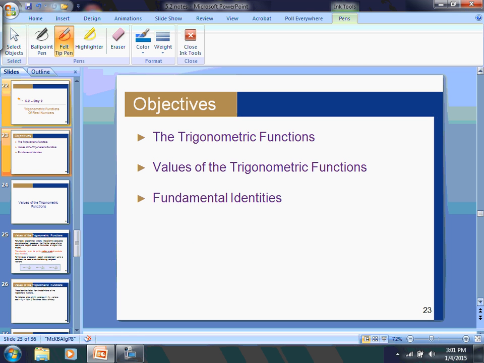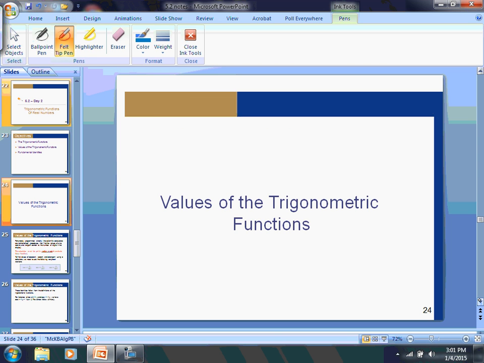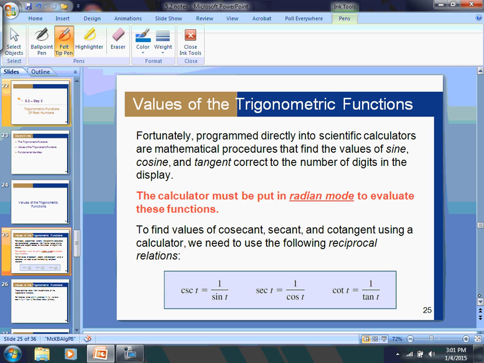And today we're going to talk more about the values of certain trig functions, and then we're going to talk about fundamental identities as well. So, let's go to the slides. There we go.